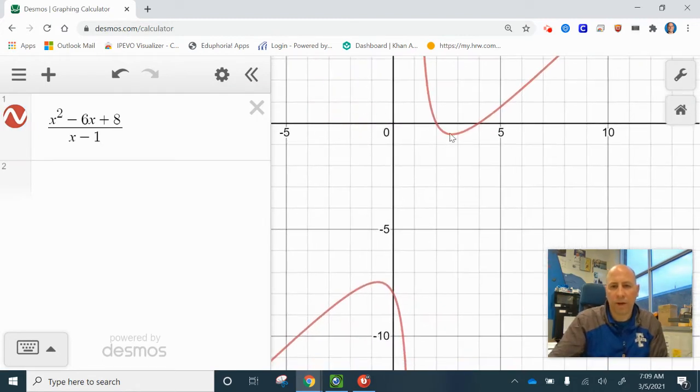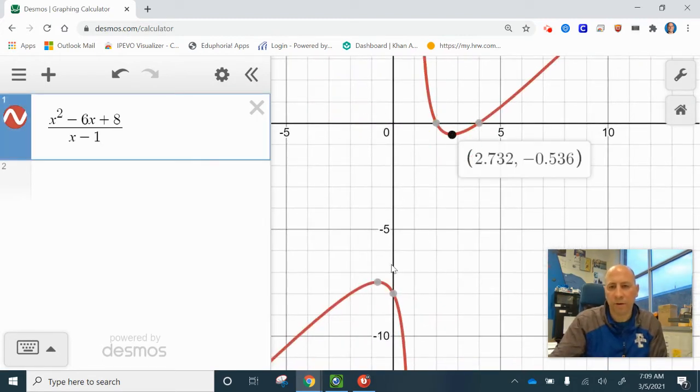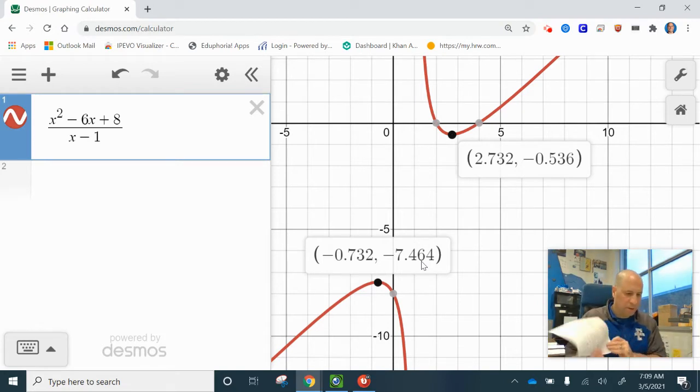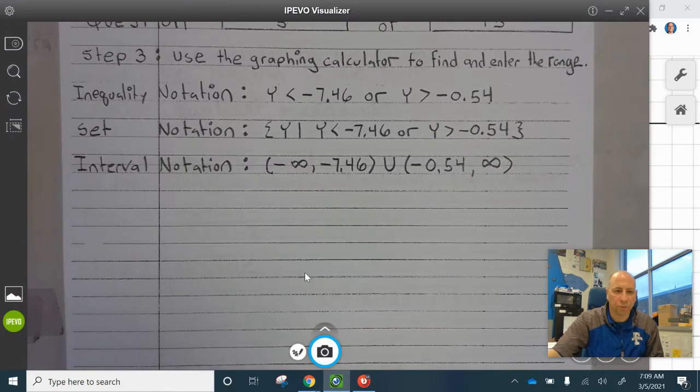You can move the graph here, and then if you click right there and right here, you round this to negative 0.54 and leave that as negative 7.46. That's where you get the values. That's where you're going to get the negative 7.46 and the negative 0.54 in the range.